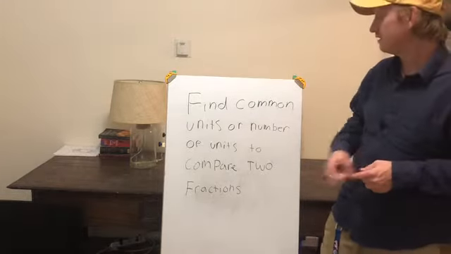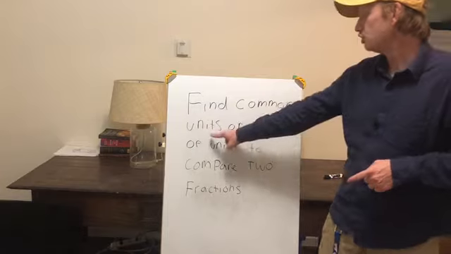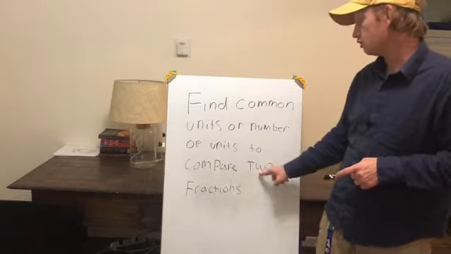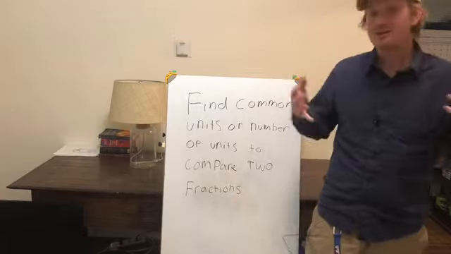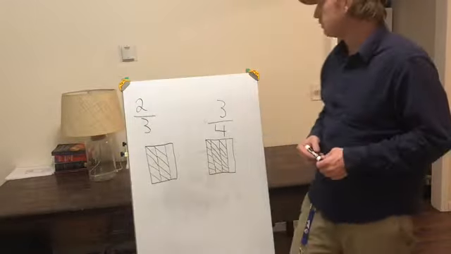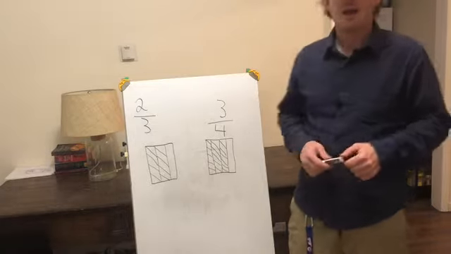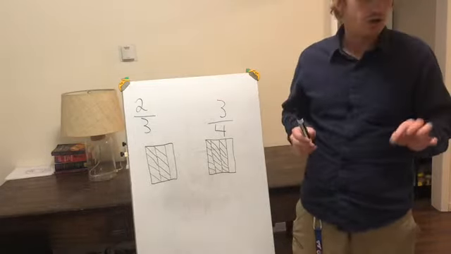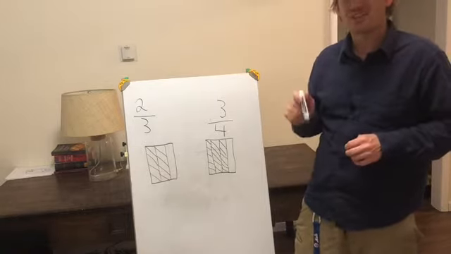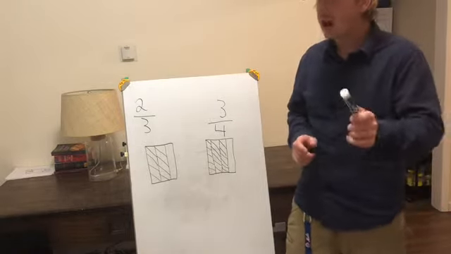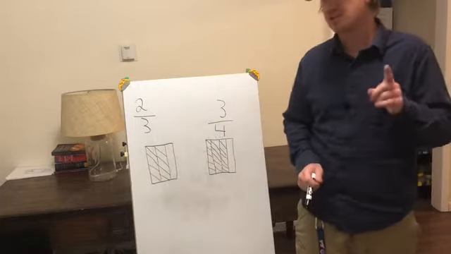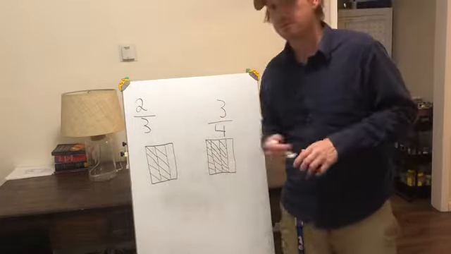Today our objective is to find common units or a number of units to compare two fractions. Let's jump right in and see what we can do. So now we have two fractions that we're going to compare. And we're going to use the area model to find common units in order to compare these fractions. And the common units that we're going to find are in the denominator. Remember, denominators are on the bottom.